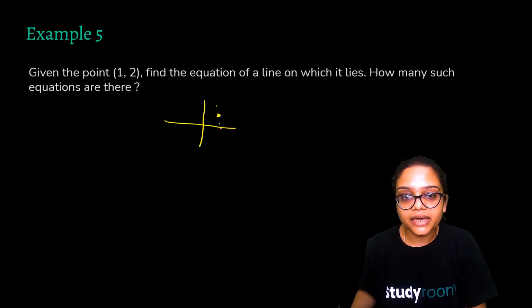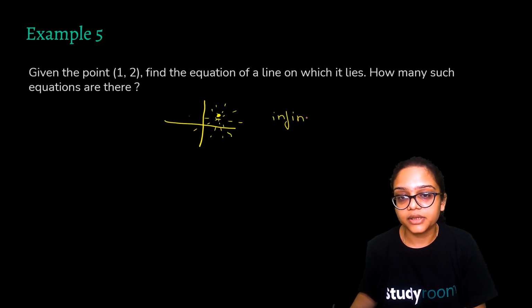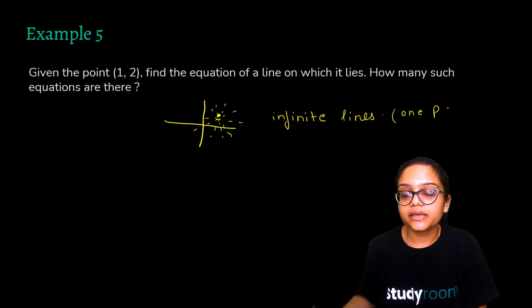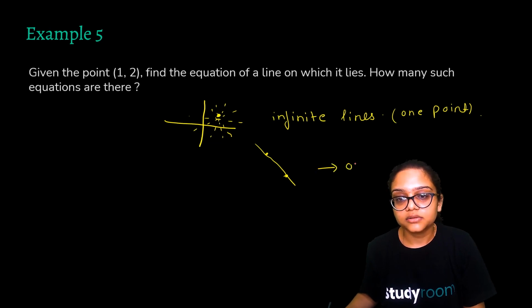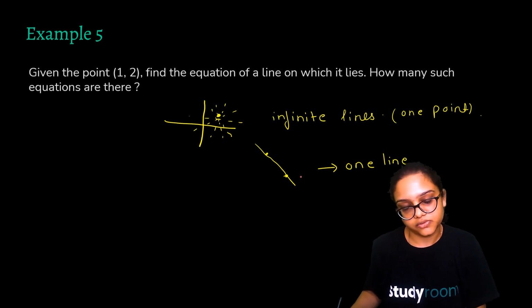Now how many lines could be passing through it? Without solving this question, you can think there are infinitely many. Infinite lines can pass through one point. But if it's a matter of 2 points, then it will be a unique line, because there is no other line which can pass through 2 points. This is the point I was trying to explain to you.